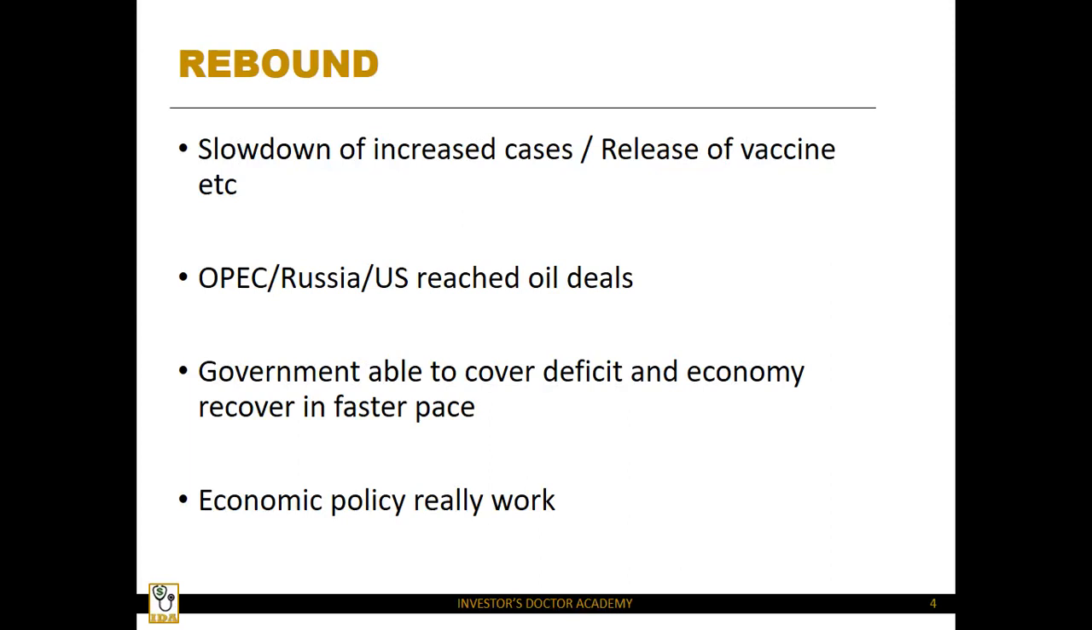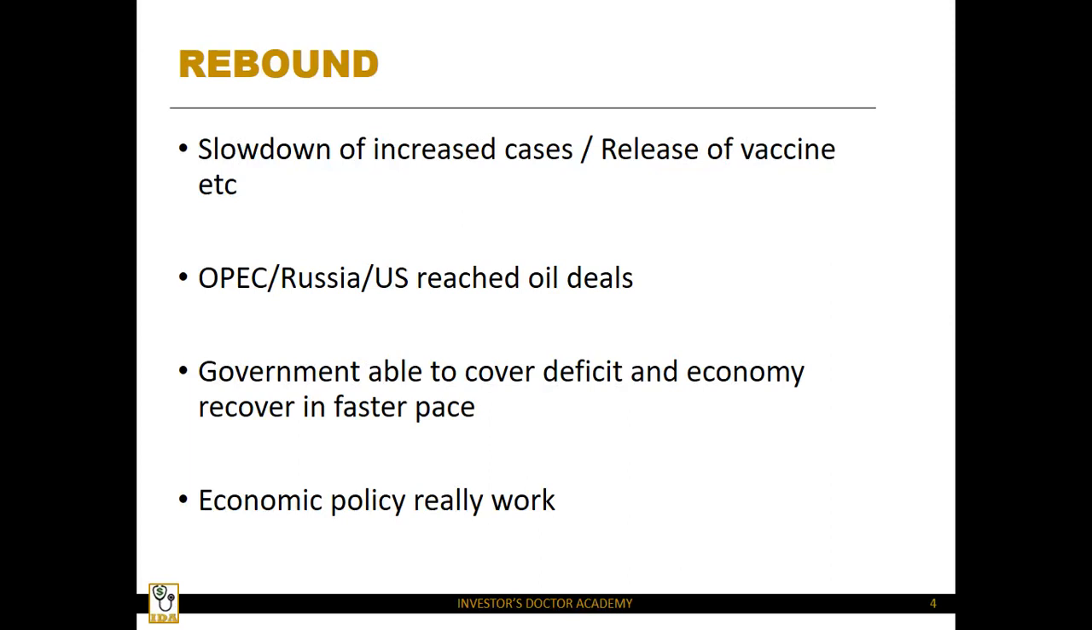So the rest will depend on how fast the vaccine or the cure can be released into the market. But for now we don't see any slowdown of increased cases, so the rebound factor is not formed yet. And then the second will be the oil. OPEC, Russia and the US need to reach new oil deals in order to make oil prices rebound. But for now we don't see any positive progress from these three parties, so we have to keep an eye on it and continue to track the progress if there are any oil deals between these parties.